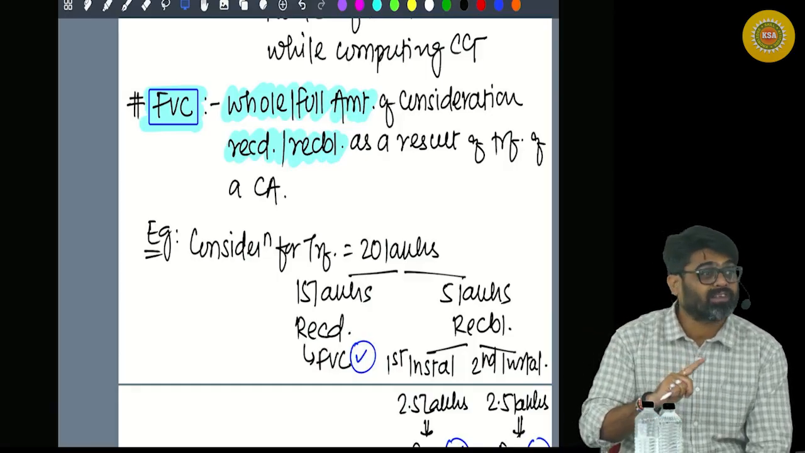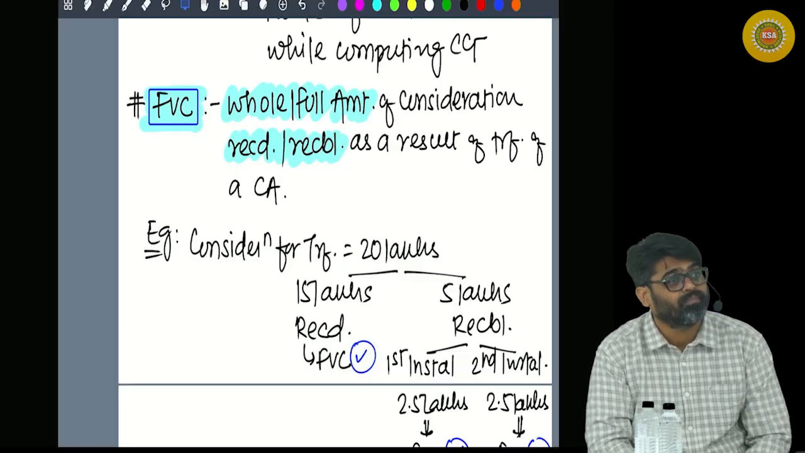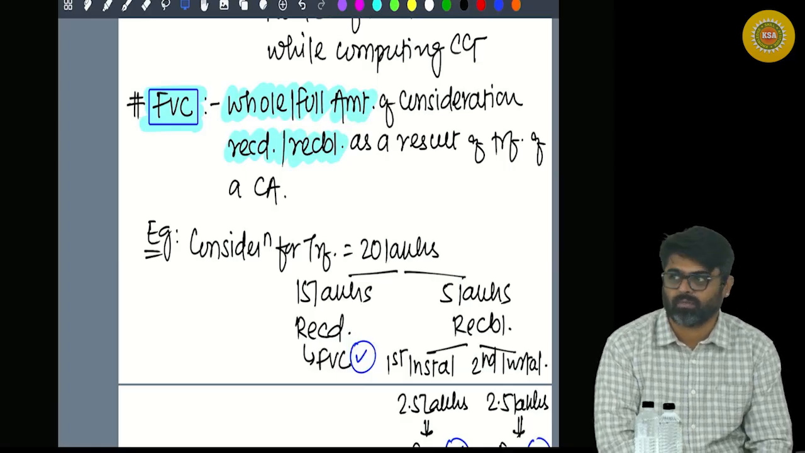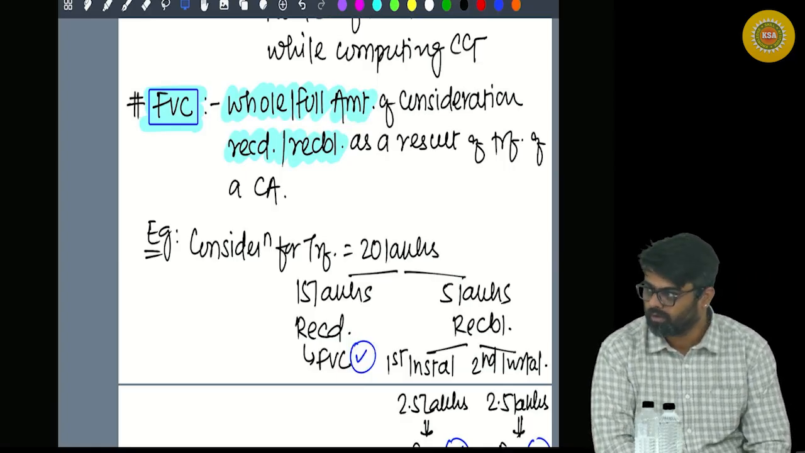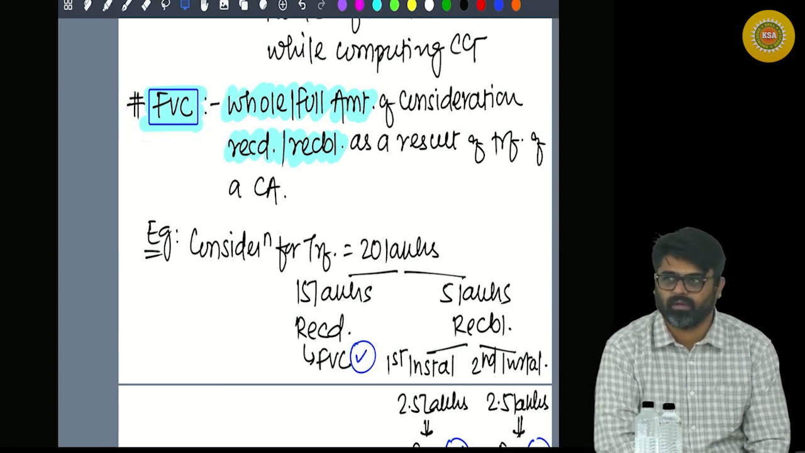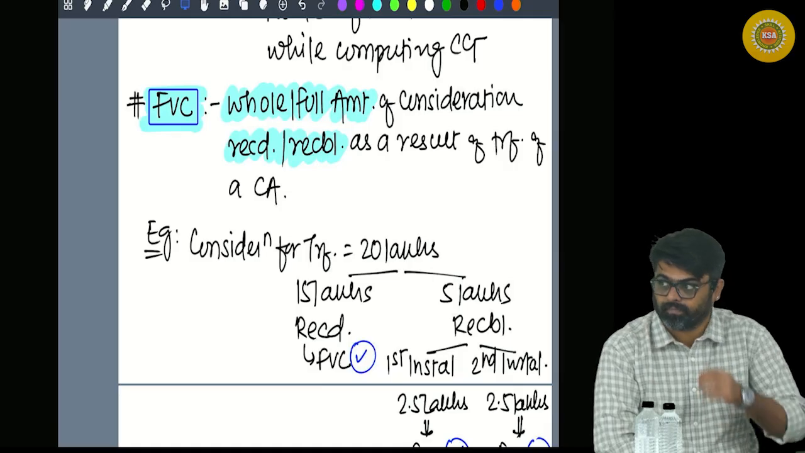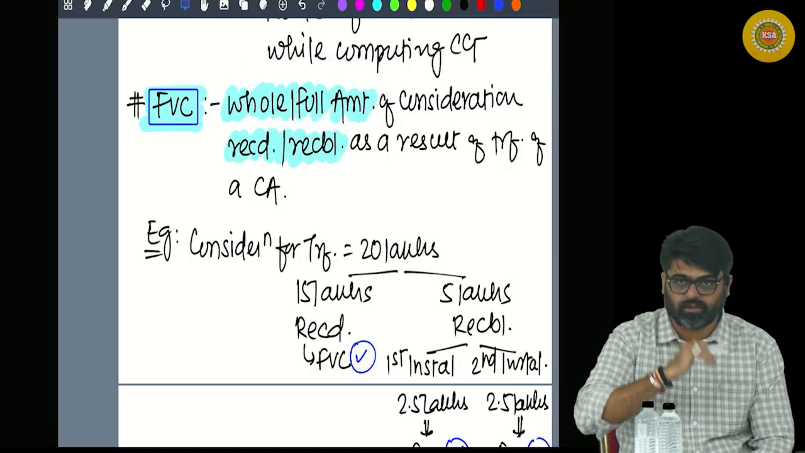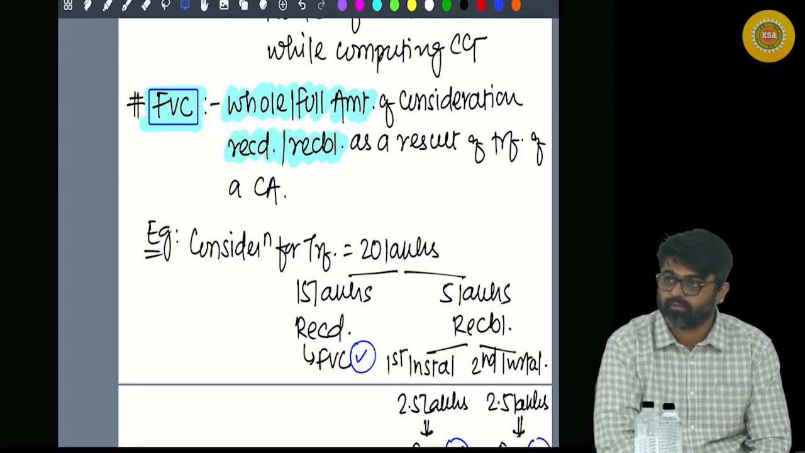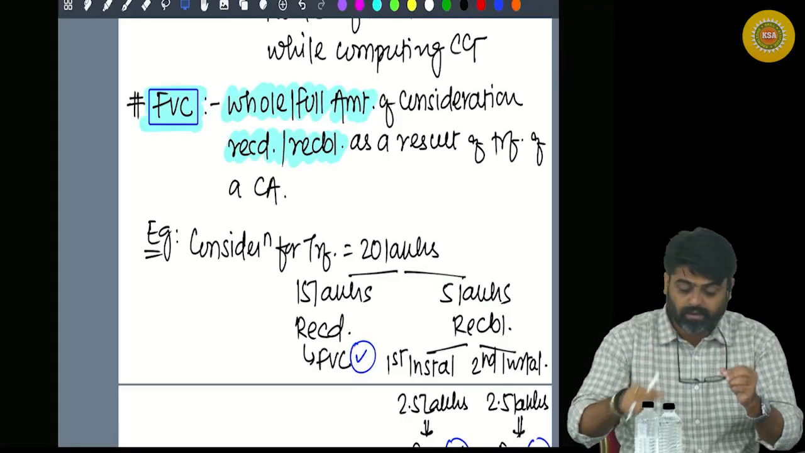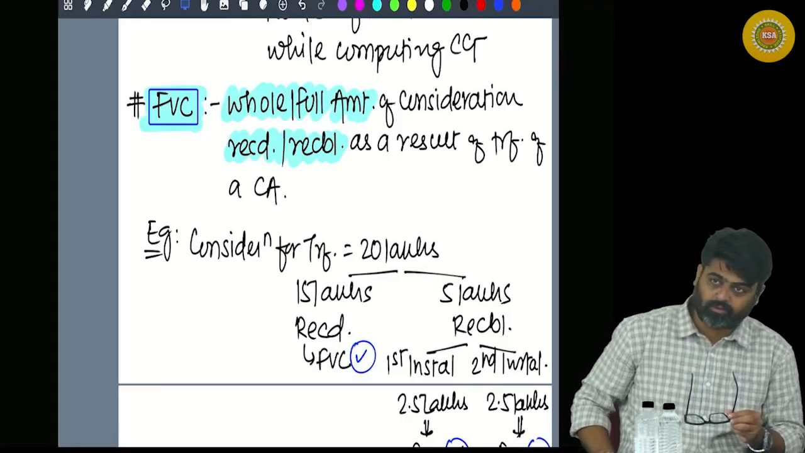But in some special cases, this amount will be ignored, and some special, notional amount will be deemed to be your full value of consideration. The best example: you are transferring an immovable property for a consideration of rupees 30 lakhs, but the stamp duty value of that property is 45 lakhs.